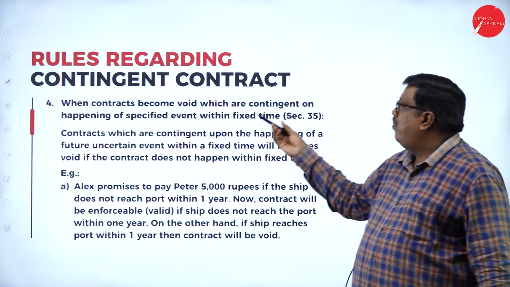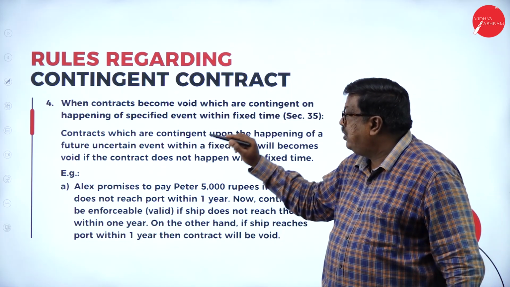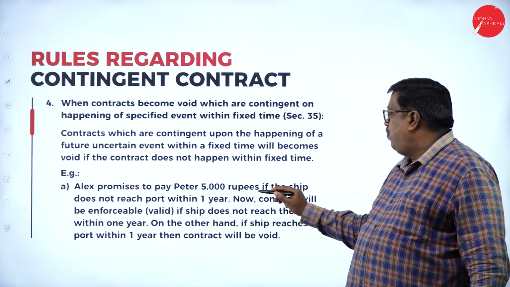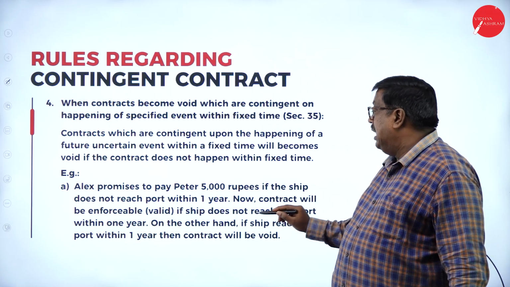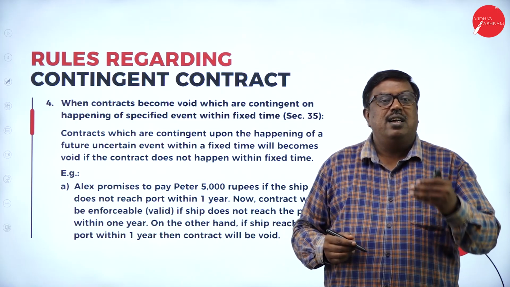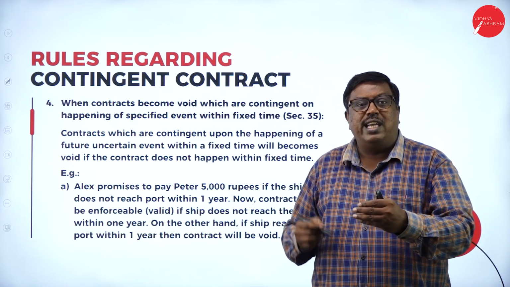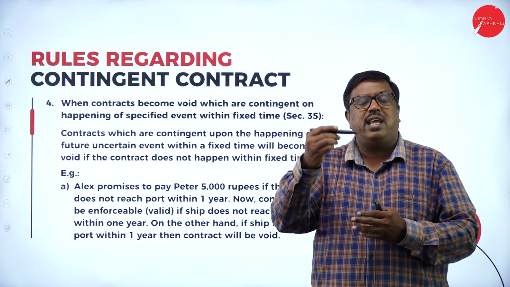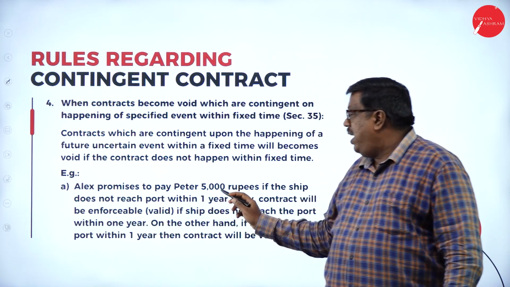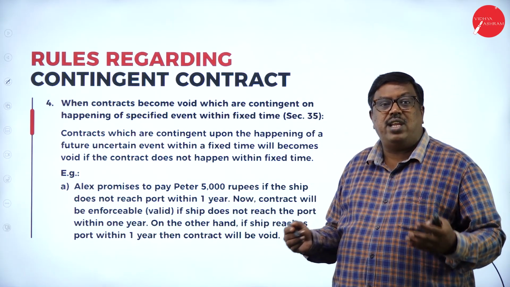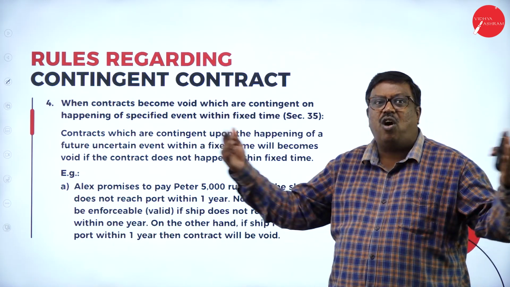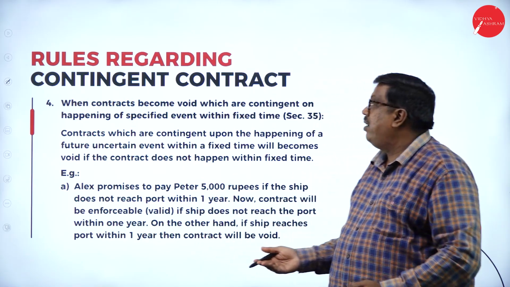Next, when contracts become void, which are contingent on the happening of a specified event within a fixed time. Alex promises to pay Peter 5,000 rupees if the ship does not reach a port within 1 year. So here, the time is fixed. He says that when the ship has left on 10th April 2024, it has to reach before 9th April 2025. If it reaches, then I'm going to pay you 5,000. If it doesn't reach before 9th, and if it reaches on 10th April 2025, the contract is void. This is what we have here.